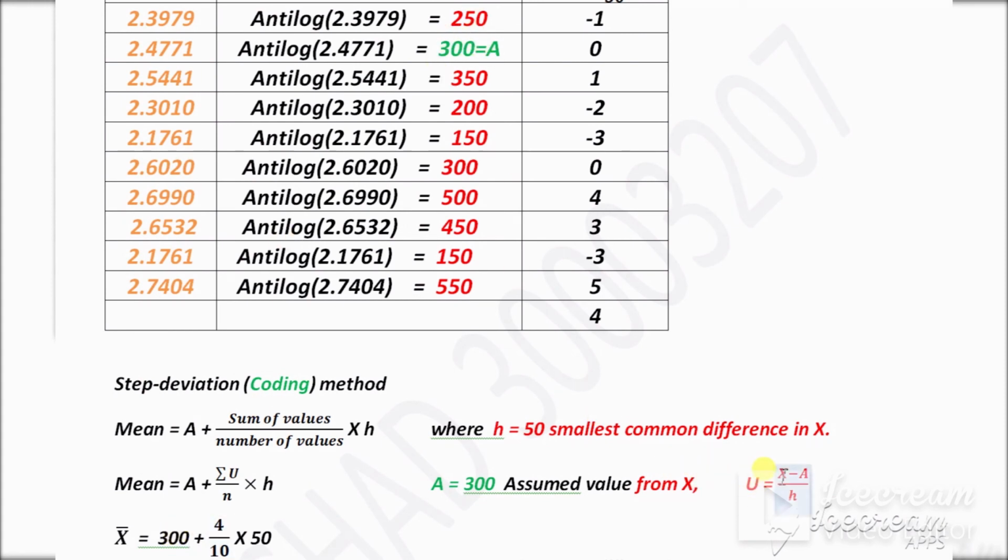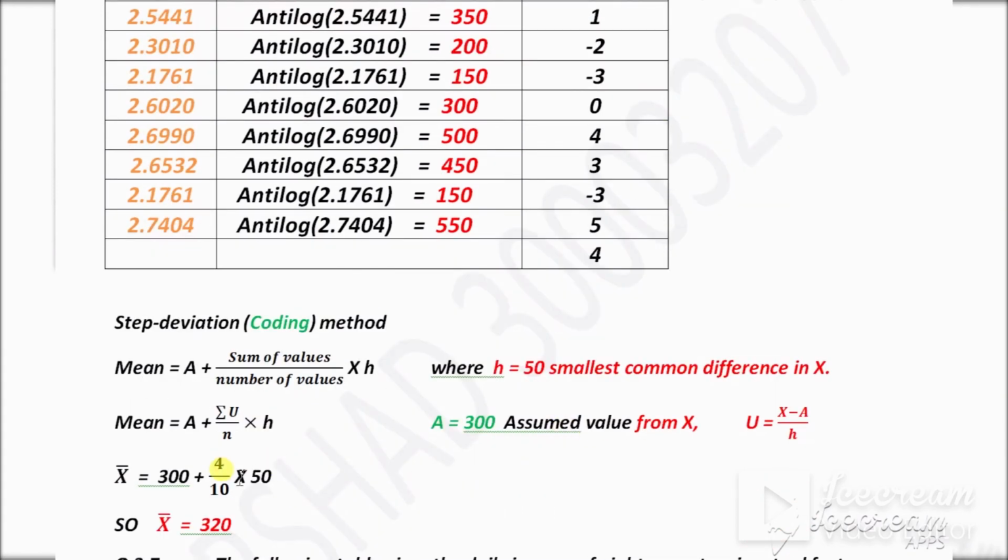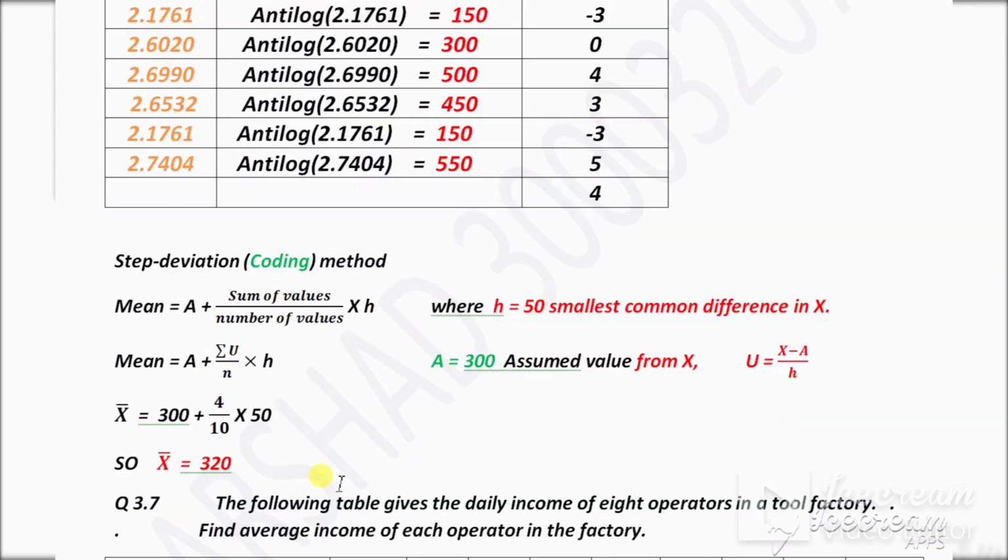In x minus a divided by h, the divide number is h and the subtracted number is a. So a is 300, summation U is 4, N is 10, h is 50. This 0 cancels with 0. So 5 times 4 is 20. 20 plus 300 is 320. 320 is the average, the step deviation or coding method answer for the mean.